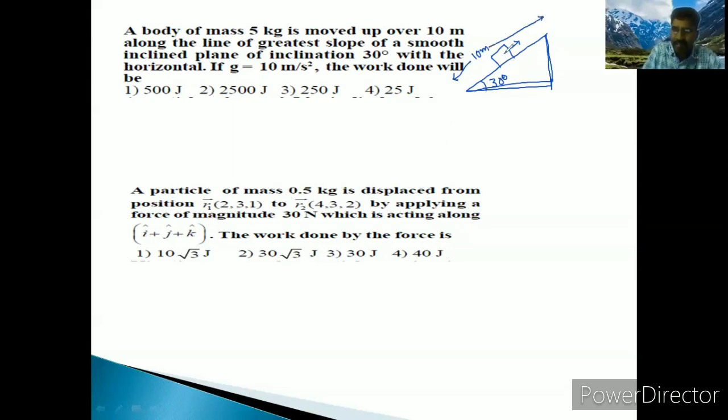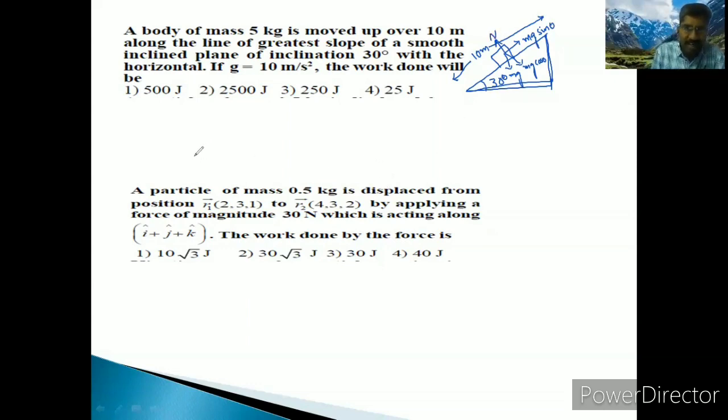So it is having a weight mg downward. Now it resolves into two components, mg cos theta and mg sin theta. Theta means 30 degrees. So this is the normal we can write.